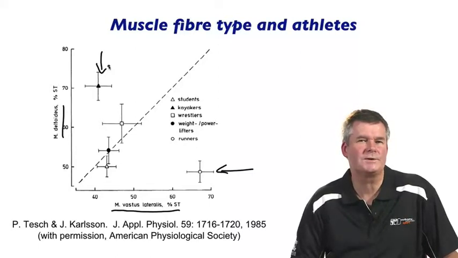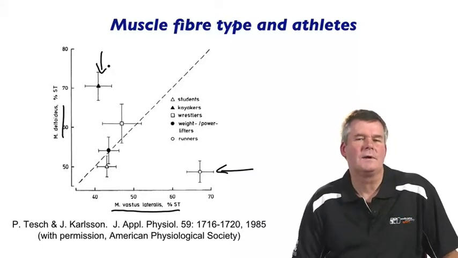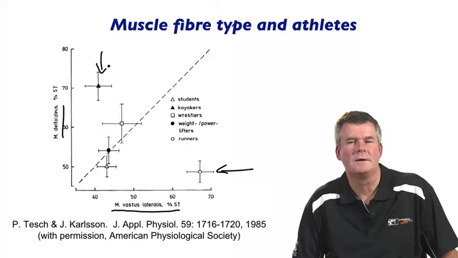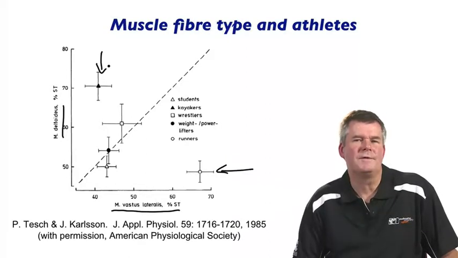So this might suggest that over time there are adaptations within various muscle groups that are specifically recruited during specific training that might induce adaptations in fibre types. Equally, you might argue that the success of these particular athletes, either in kayaking or in running, was a consequence of their natural fibre type composition.